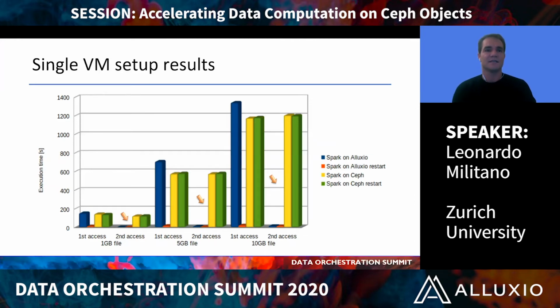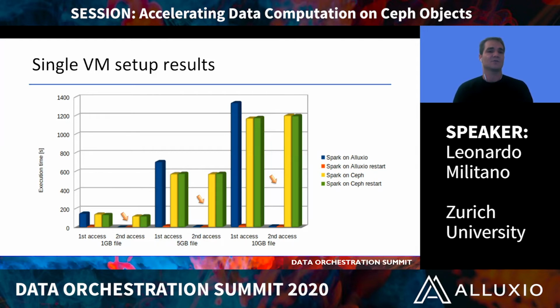In particular, the first slide here is showing the histogram of the single VM setup results. On the x-axis, as I said, we have the file size. On the y-axis, we have the execution time, which means fetching the data and counting the lines in a text file. Let us start from the yellow and the green bars. These are the bars referring to direct access to the Ceph backend storage through Spark. The yellow one is the first time you start the application, and the green one is when you restart the application.